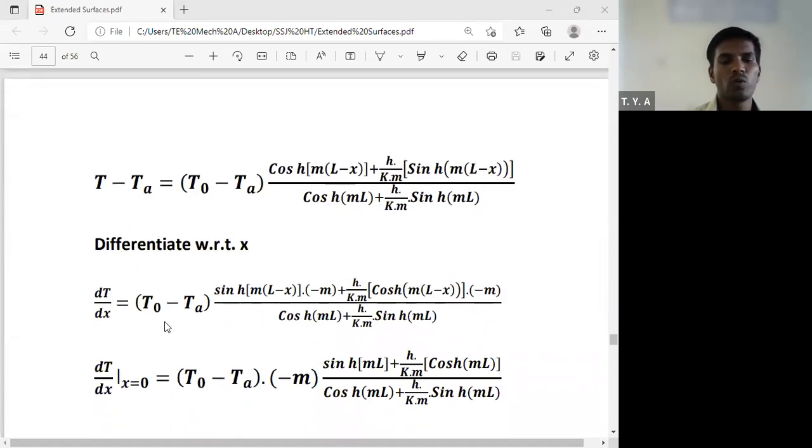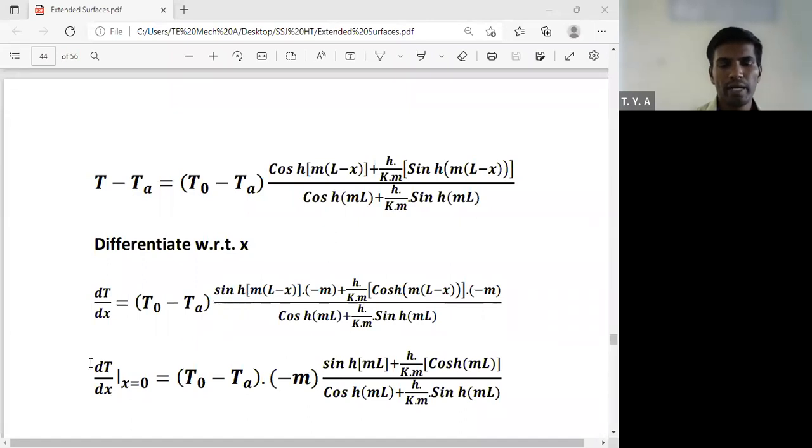So dt by dx is equal to T0 minus Ta. What is the derivative of cos hyperbolic m into bracket L minus x, that is sin hyperbolic m into bracket L minus x into minus m, plus h by km. What is the derivative of sin hyperbolic m into bracket L minus x, that is cos hyperbolic m into bracket L minus x into minus m, divided by the constant cos hyperbolic ml plus h by km into sin hyperbolic ml. Okay, but our aim is to calculate the value of dt by dx at x is equal to 0. So in this equation we have to put the value of x as 0.